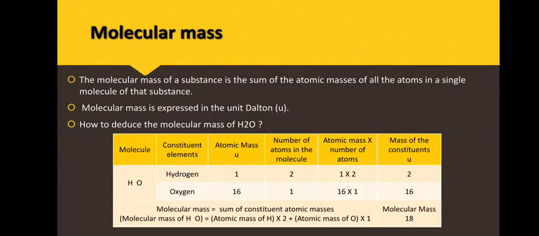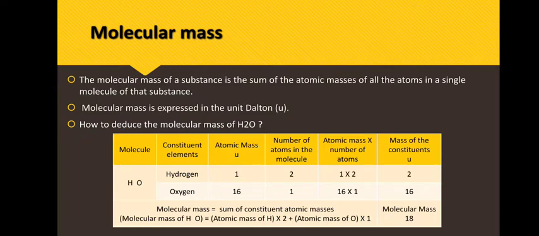Now, moving on to the next, that is molecular mass. The molecular mass of a substance is the sum of atomic masses of all the atoms in a single molecule of that substance. Followed, whatever atomic masses are there for a particular element, that atomic mass will be considered. Molecular mass again will be expressed in the unit Dalton, because that is how atomic mass is also expressed. In the previous video, I have already given you the value of 1 unit of Dalton as well.